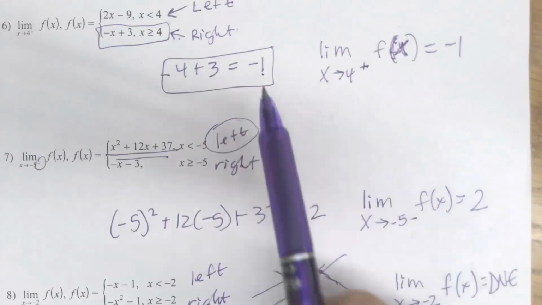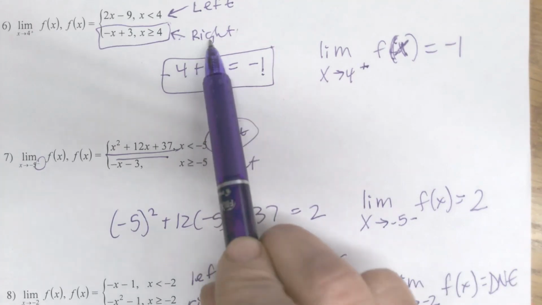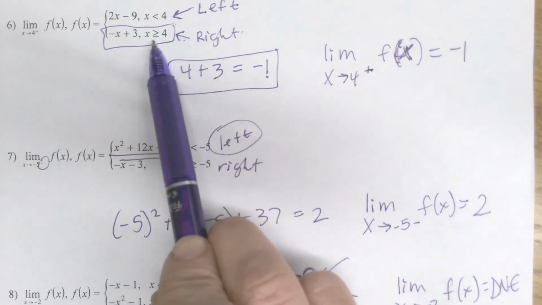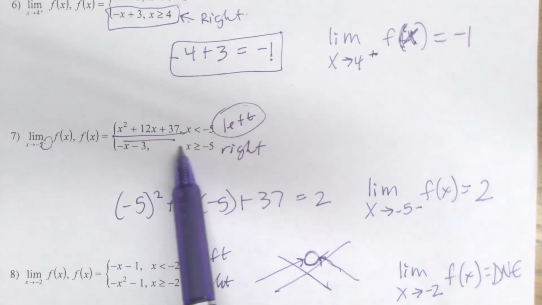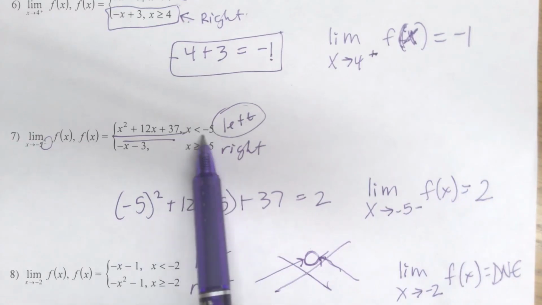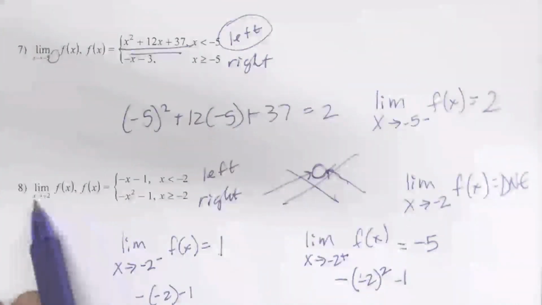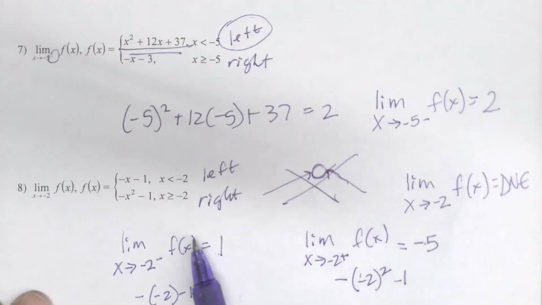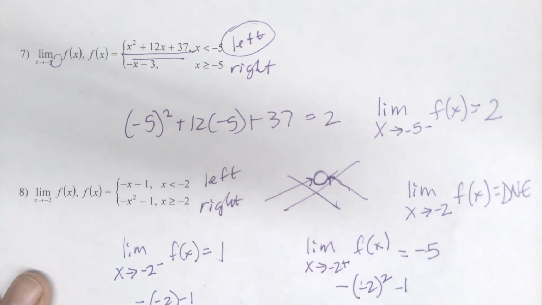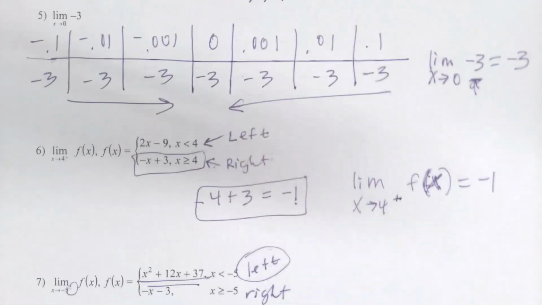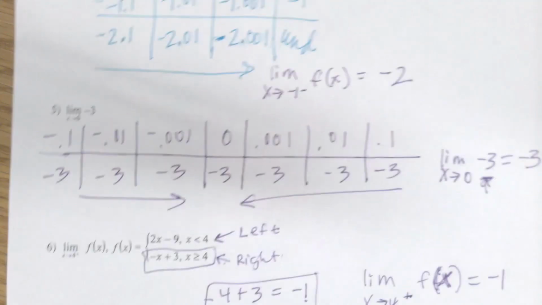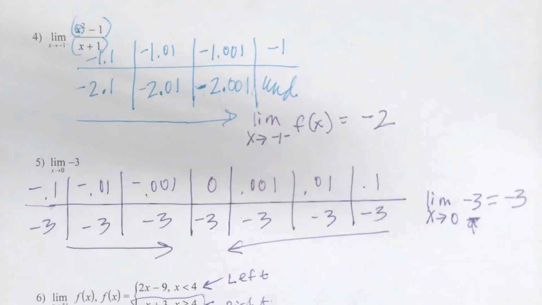Again, if I'm just looking from the right, I care about the right-hand portion, the part that's greater than. If I'm looking for the left, I care about the left-hand portion, the part that's less than the point of interest. If I am checking out both, I'm going to check out both sides and see if they land in the same spot. If I don't have a piecewise function, what do I have to do? Well, it's the same function on both sides. So I have to go through and make a table, either from the left, from the right, or both, depending on the problem.